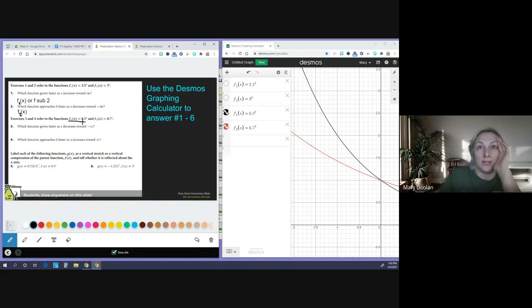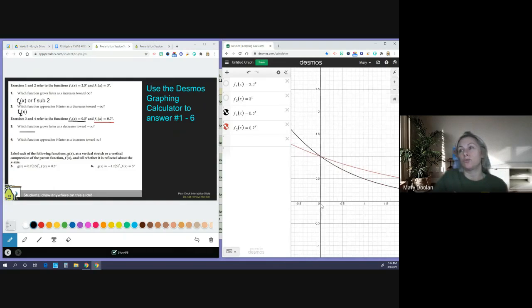So the black one is this one. The red one is this one. And the black one's growing faster, so this one. I would type this out normally, but it's very difficult too. And then it says which function approaches 0 faster as x increases towards infinity.